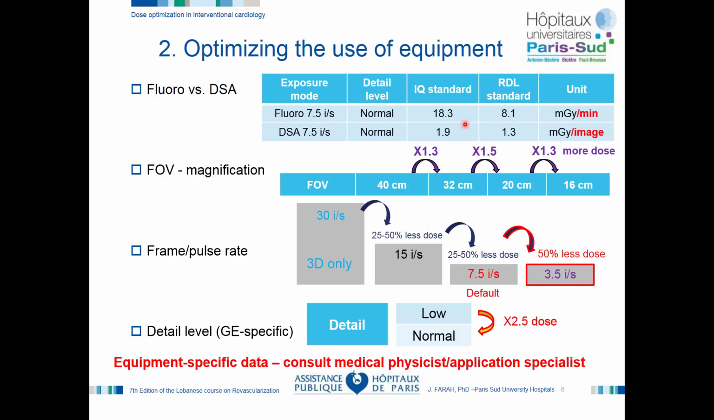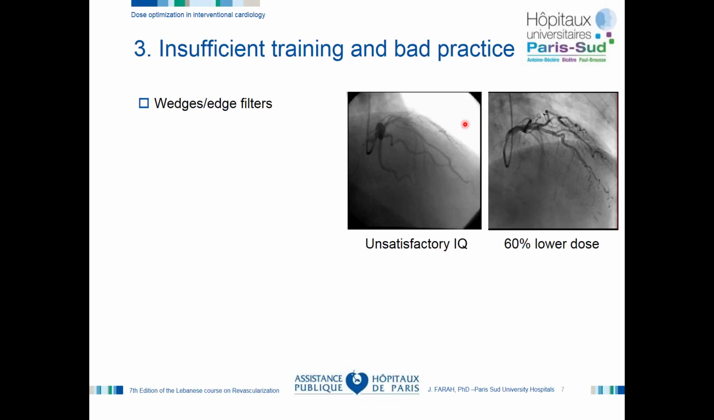Now, the third parameter we have identified as a failure was that the system was not really efficiently used. I've seen this sometimes, even in my hospital. They sometimes forget to use edge filters. And filters not only provide better image quality, but they could also decrease the dose by up to 60%.